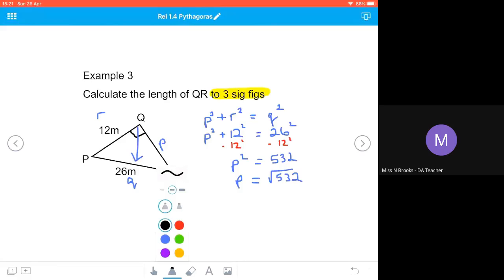So we need to write down at least 4 significant figures and then do our rounding. So if I put that into my calculator, I'm going to end up with 23.06 and so on. And if I'm rounding to 3 significant figures, my third significant figure is that 0, and I'm using the 6 to decide whether I'm going to leave it as a 0 or round it up to a 1. 5 or more means I'm going to round up, so that means that my final answer is going to be 23.1. And my units are going to be meters.